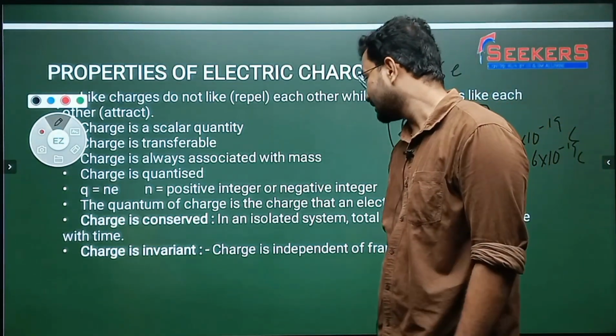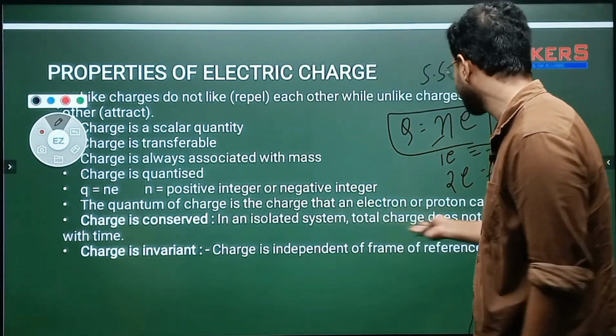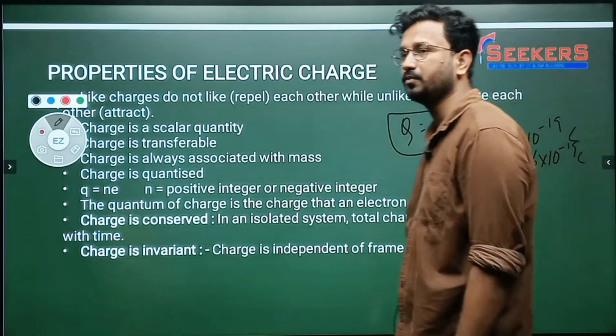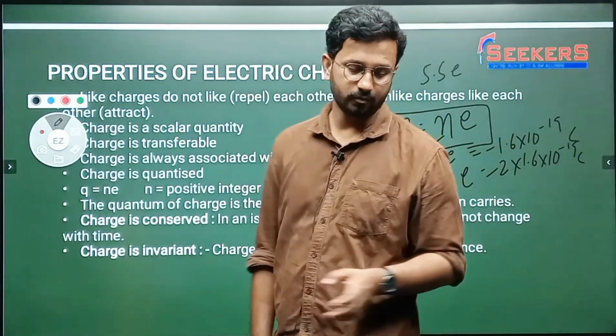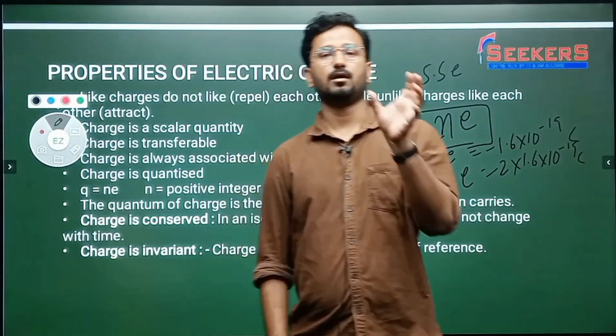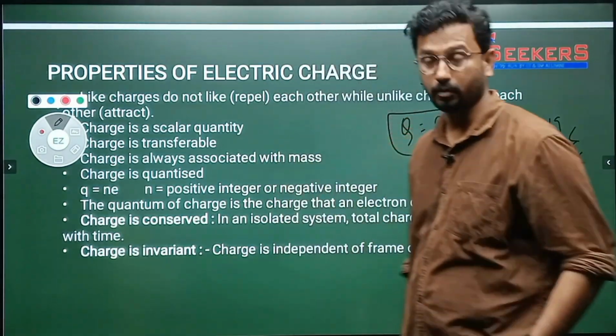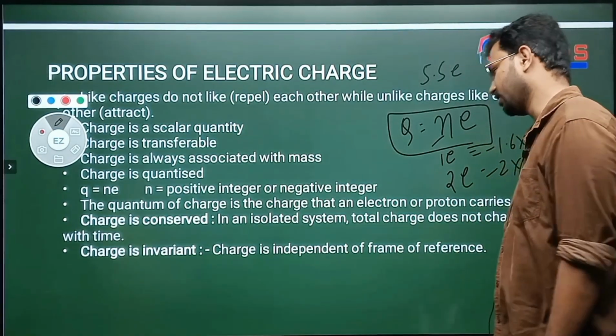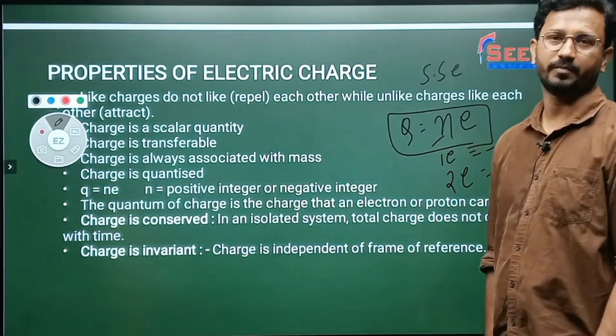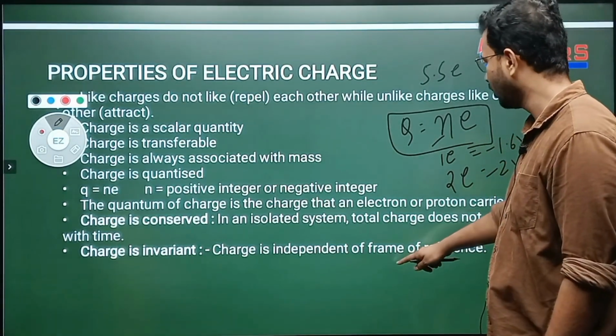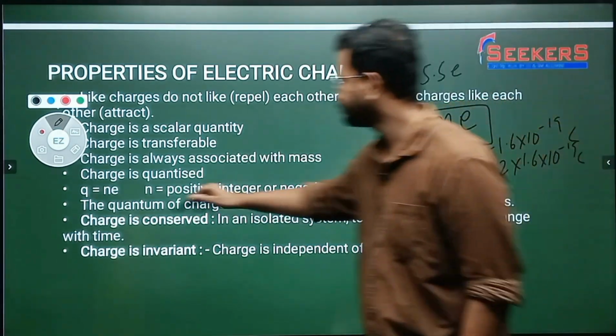Charge is conserved. In an isolated system, total charge does not change with time. If the total charge is 5 coulomb, it will always remain 5 coulomb. It may transfer from one object to another, but it will remain conserved. Charge is independent of frame of reference. It does not change with respect to frame of reference.